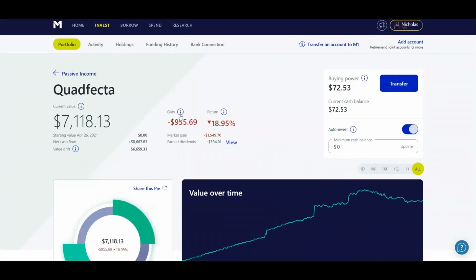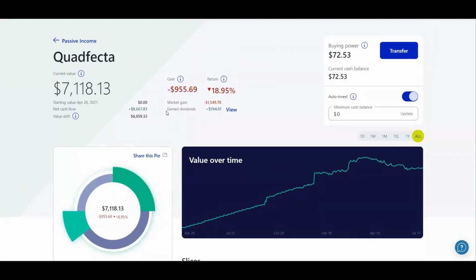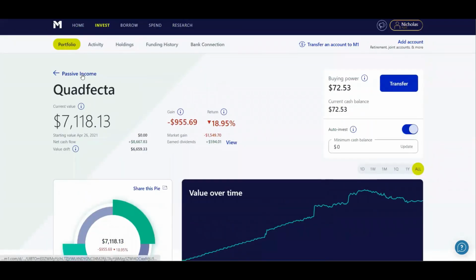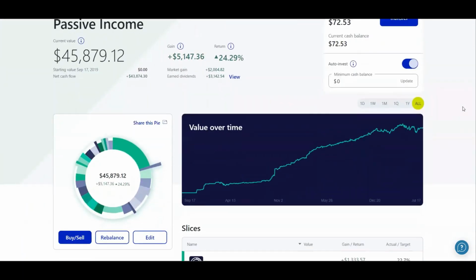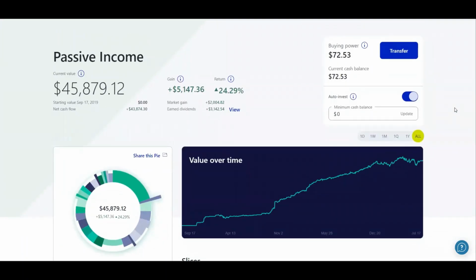And right now I'm not investing any money into the Quadfecta portfolio. I'm putting all of my money into SCHD because I'd like to gain the dividend growth. And SCHD, as I've shown before, also tracks the S&P 500. It could actually be outperforming the S&P 500 right now, but if not, it's very close.